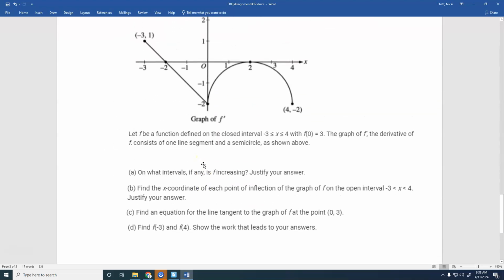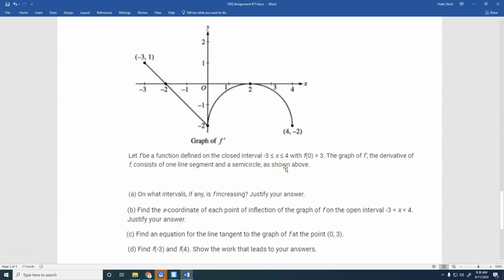All right, so this one says let f be a function defined on the closed interval from -3 to 4 with f of 0 equaling 3. The graph of f prime, the derivative of f, consists of one line segment and a semicircle as shown above. All right, so this is very important. This is f prime. It is not f. It is f prime. So when it says in part A, on what intervals, if any, is f increasing, this is not the graph of f. It is not going to be -2 to, it's not going to be 0 to 2. Because f prime is increasing there, but it's asking you about f.